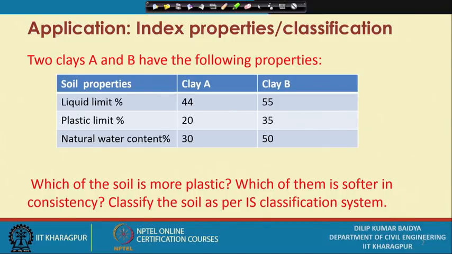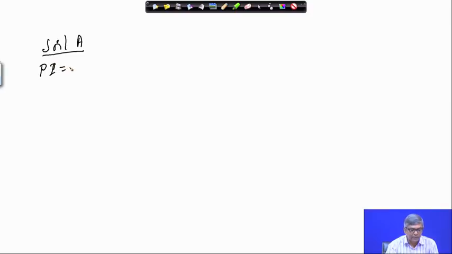Which of the soils is more plastic? Which of them is softer in consistency, and what is the classification as per the IS classification system? For this, as I have discussed before in the first week, let us consider soil A. It has PI equal to the difference between liquid limit and plastic limit, and that is 24.